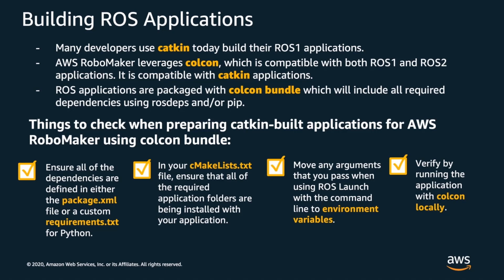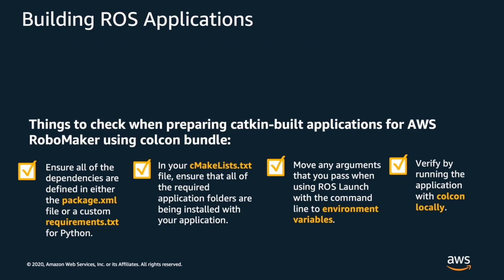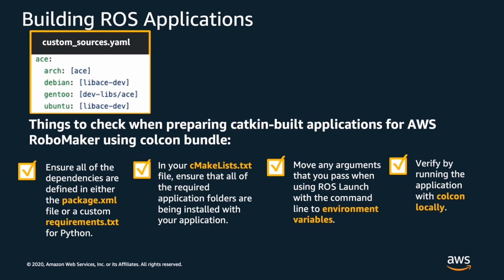Here's a quick checklist of things to look for when building ROS applications that have been previously built with catkin. First, ensure that all the dependencies that your application needs are defined within your package.xml files or within custom requirements.txt files for any Python dependencies. ROS-deps is a dependency management tool that is included with ROS and supports a wide range of libraries and commonly used ROS packages. If the package that you are requiring for your application is not available in the ROS-provided sources lists, you can create a custom sources list and include the keys for your required dependencies.